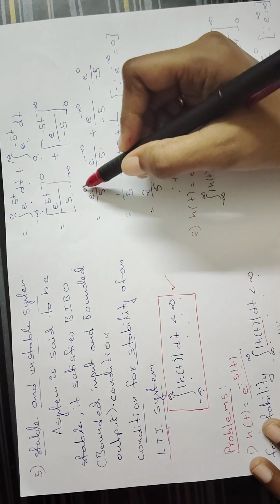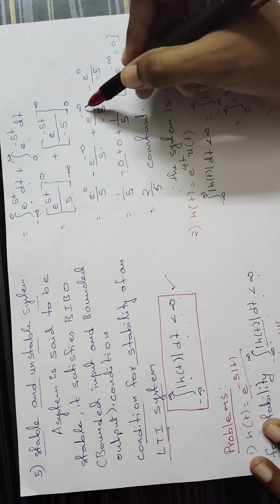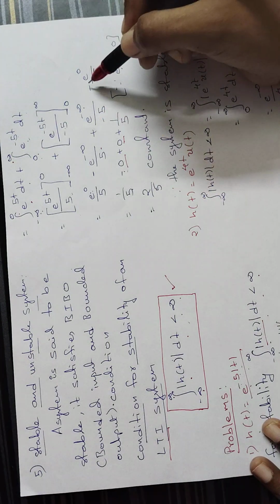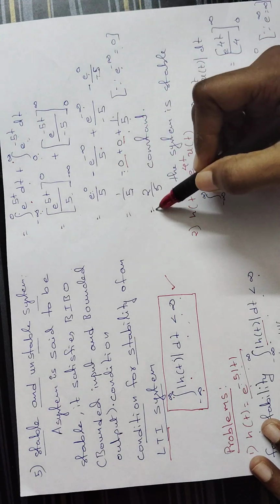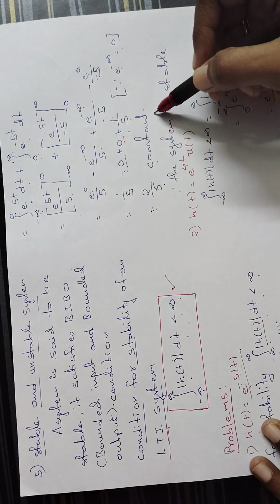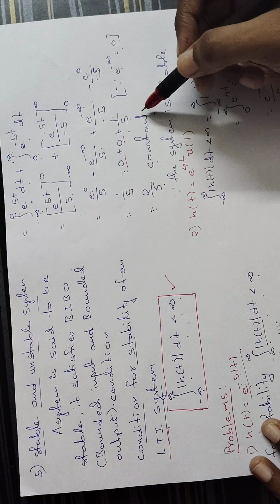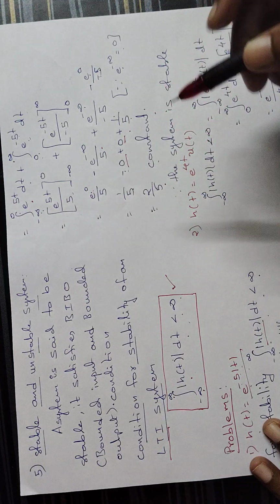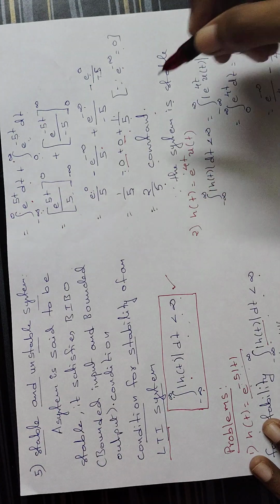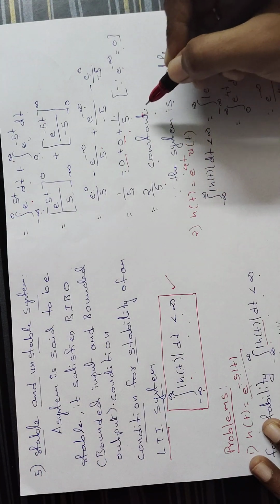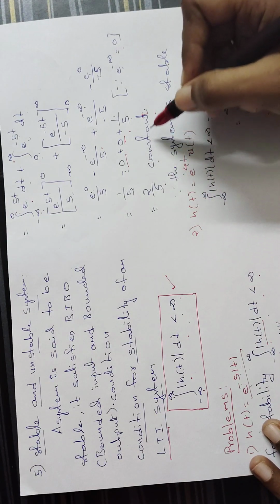So now here e power 0 value is 1, minus e power minus infinity value, which is 0. Minus into minus is plus, e power 0 value is 1 by 5. So we are getting 2 by 5. That means a constant, so it satisfies the BIBO condition, right? That means if we get some finite value, then the system is stable. Because of the constant value only, we are finding the stability. So this value is less than infinity.